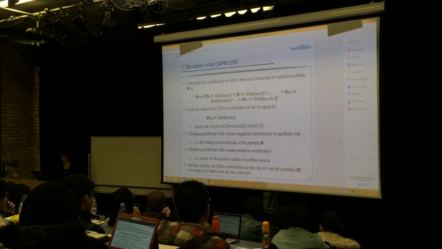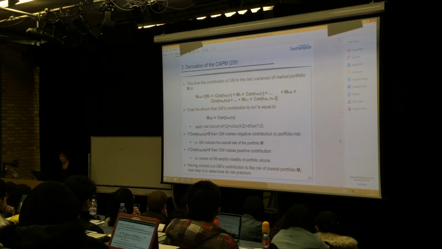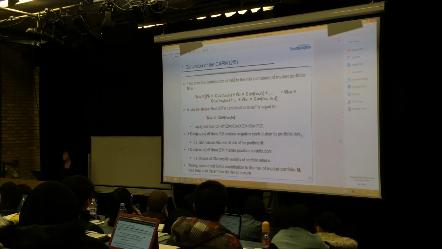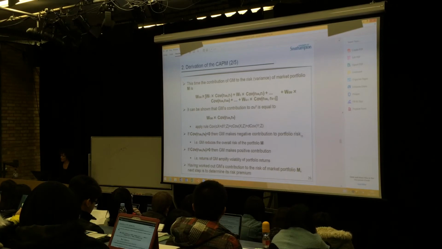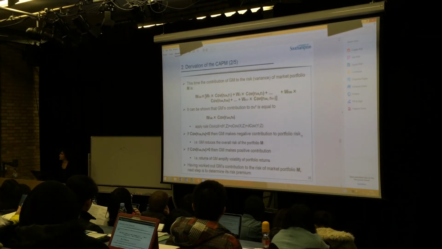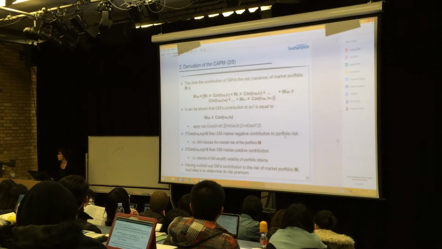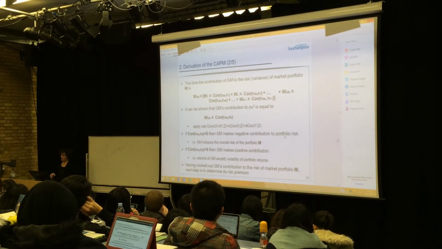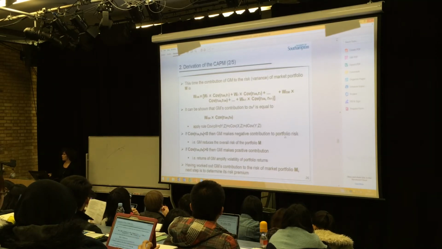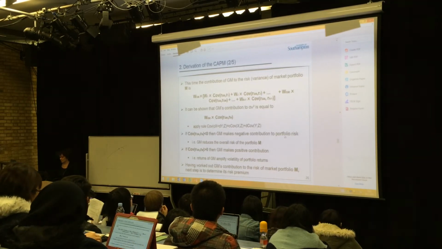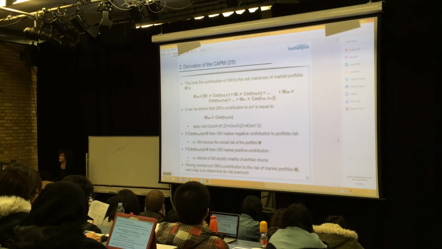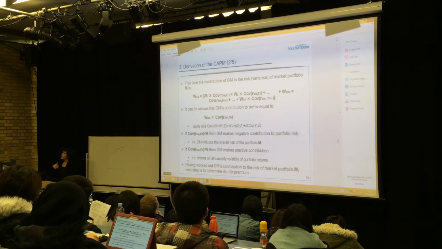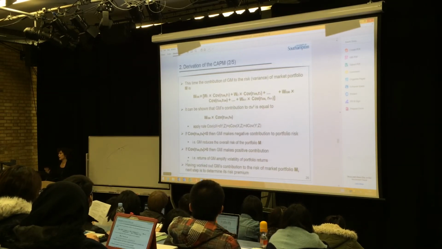I can just apply these rules and take out my weight from the parentheses. If this covariance is negative, this means that GM makes a negative contribution to the portfolio risk. What does a negative contribution to the portfolio risk mean? It means it is going to reduce, as we already saw before, the overall risk of my portfolio M. And if it's positive, this means that if I include that stock in my portfolio, I will amplify the volatility of my portfolio.